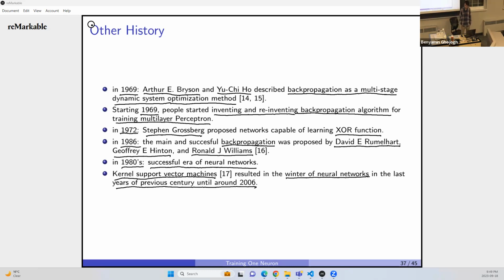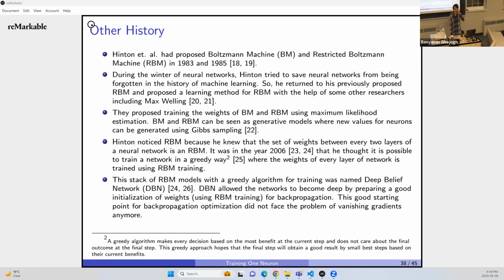Agree? Okay. So it went on and on until the year 2006, when Hinton proposed a famous paper, I think in Science. Science and Nature are two important journals in the history of science. In Science he said, let's win back the neural networks against kernel SVM. How did he do that?